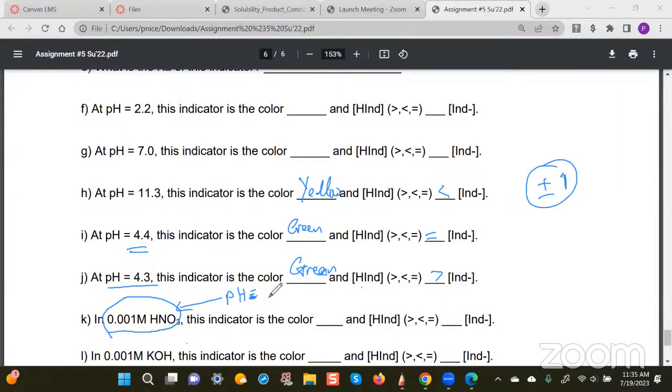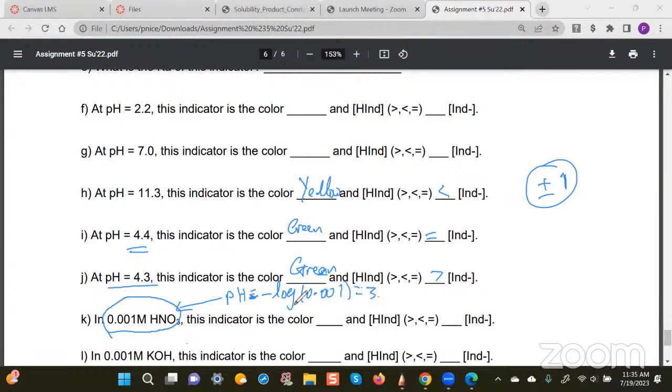But to be on the safe side, what I would do is calculate the pH, which is not anything difficult because it's a strong acid. The molarity of the H plus would be the same as the molarity of this. So the pH would be minus log of 0.001, which works out to be 3, right?